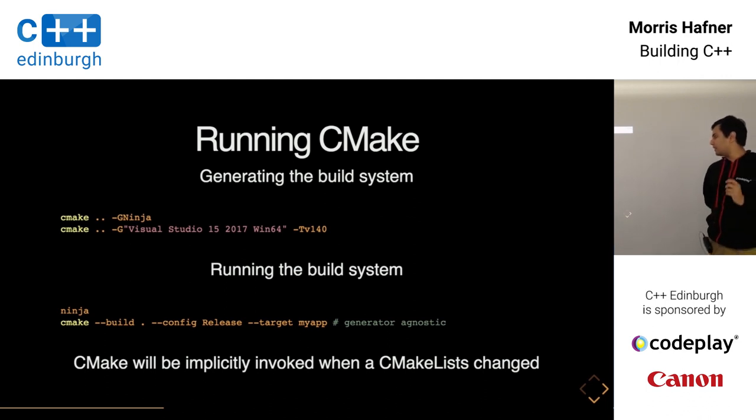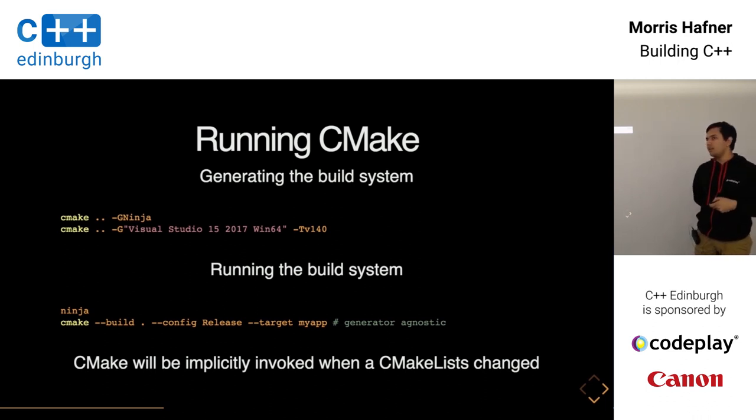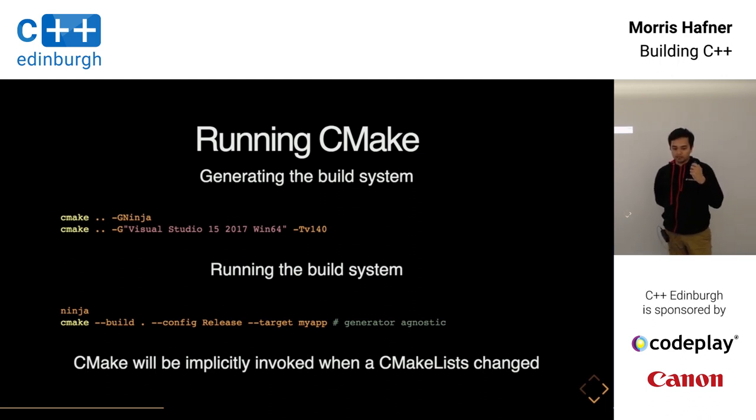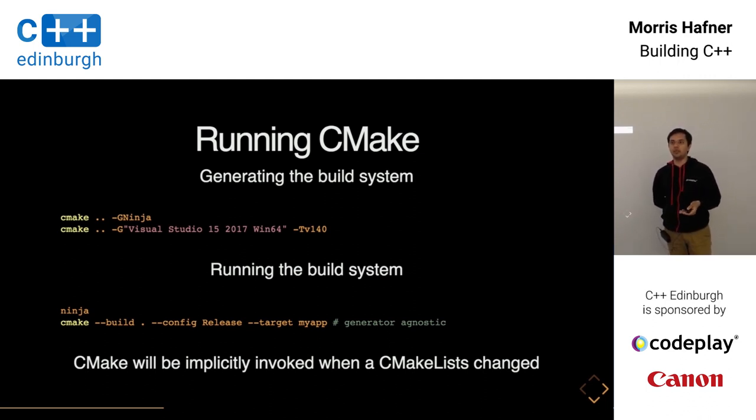Another aspect is that CMake will be implicitly re-invoked when you change one of the configuration dependencies, which include all the CMakeLists. So you don't have to clear your cache or delete everything just because you changed the CMakeLists. You can usually just call Ninja or Make and things will recompile just fine. There are just very few exceptions.